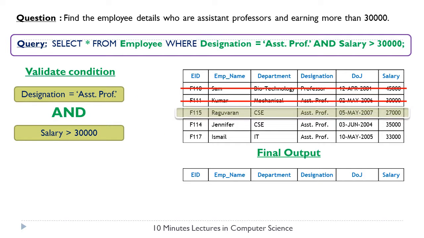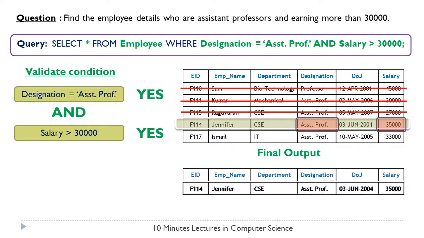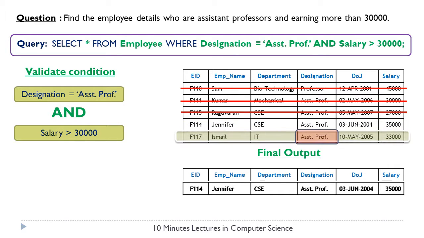And the third record, designation is equal to assistant professor, but salary is not greater than 30,000. And the fourth record and fifth record both have the correct values. Hence they are included in the result set.